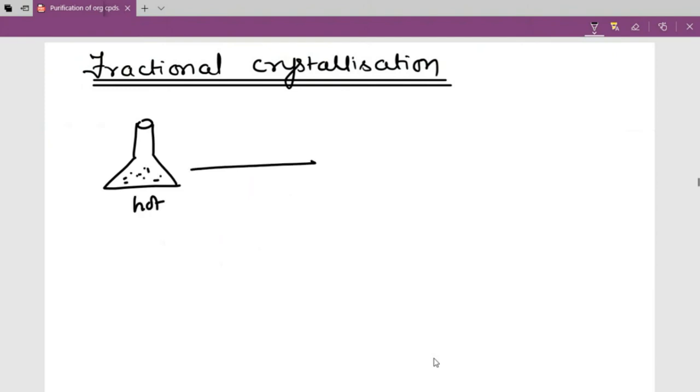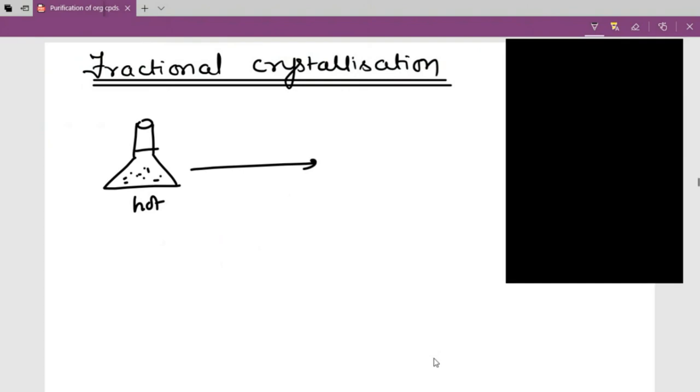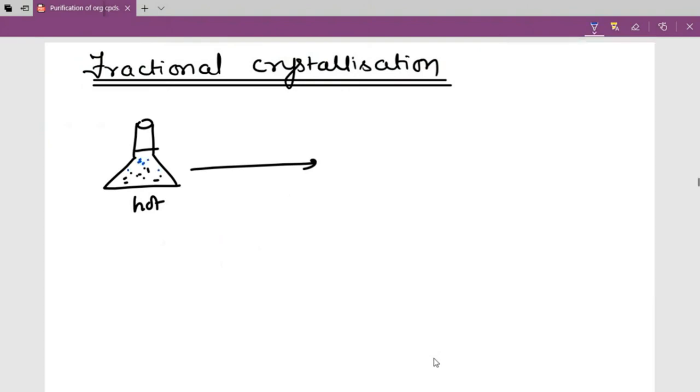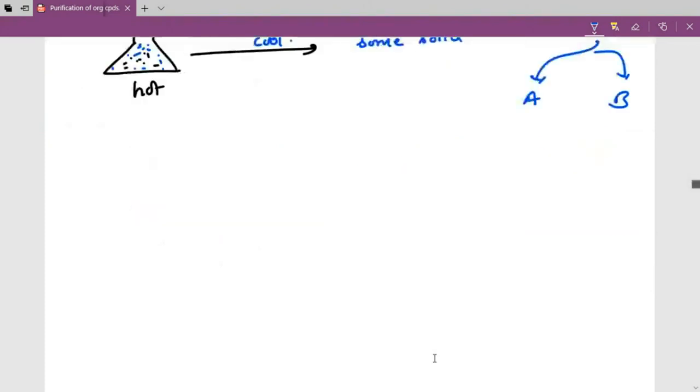This should be hot, in whichever solvent we are asked to use, in that we have dissolved the mixture, correct? And then we allow it to cool. Some solid will separate. Then again repeat, and then again repeat. A series of repeated crystallizations will ultimately separate the two compounds, say A and B, but only when you repeat this step again and again and again will you have a separation of the two compounds. Okay, so that is fractional crystallization.